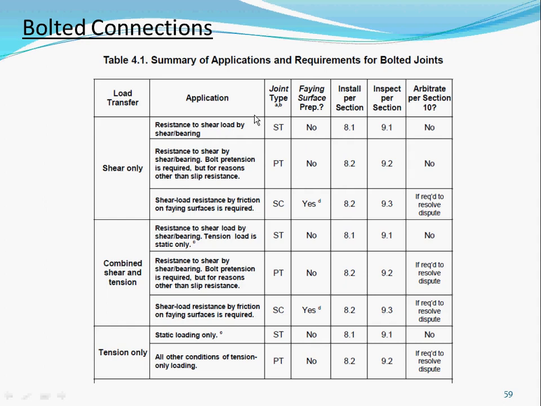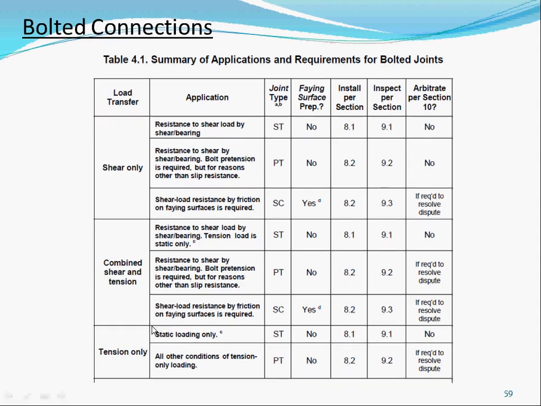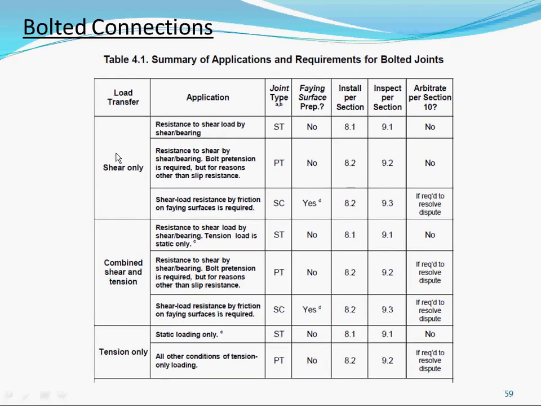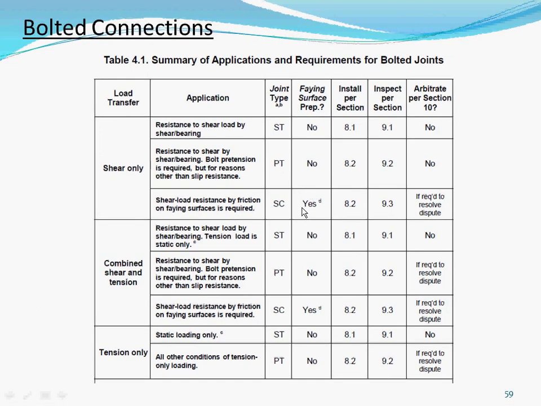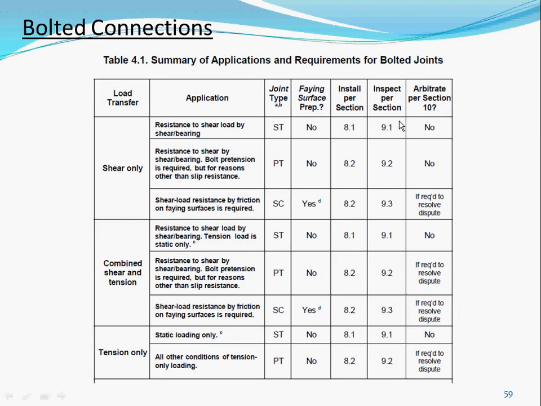Okay, so this is from the RCSC summary. It's actually a pretty good one when you look at it. You can look at any conditions, and this tells you what joint type you have, what kind of preparation, what section you should be installing your bolt, how to inspect it, and if you have any questions between the two, then what arbitration you use.